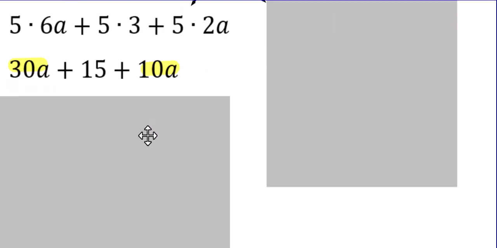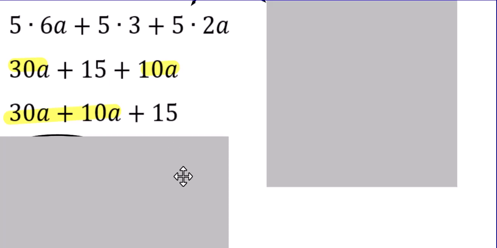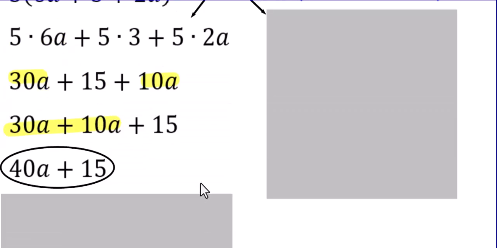So in my next step, I rewrote the expression with 30a and 10a side by side since they're like terms. 30a plus 10a will get us 40a, and we can bring down our constant of plus 15, and our final solution will be 40a + 15.